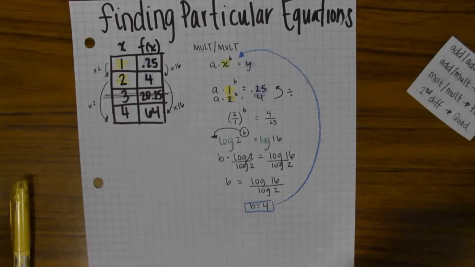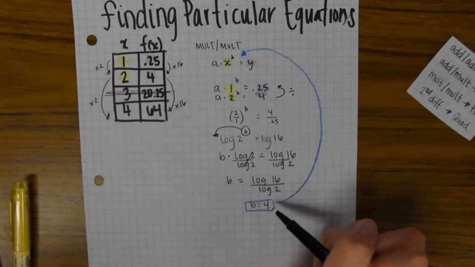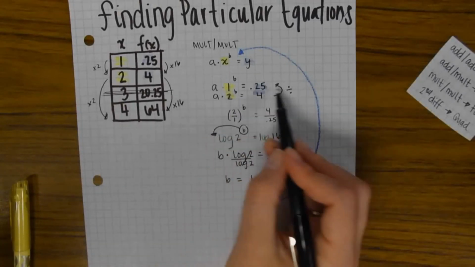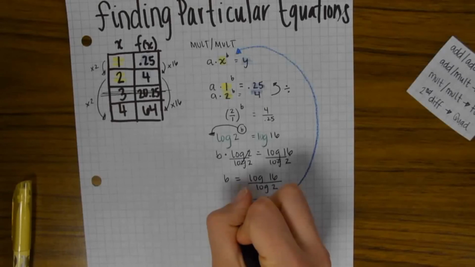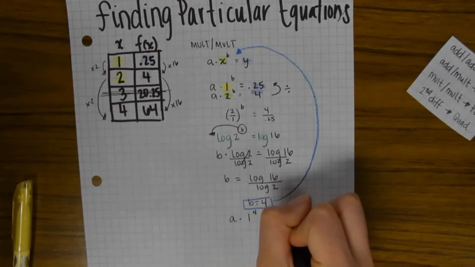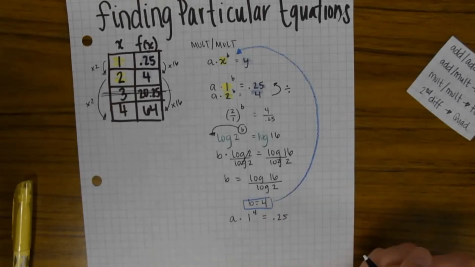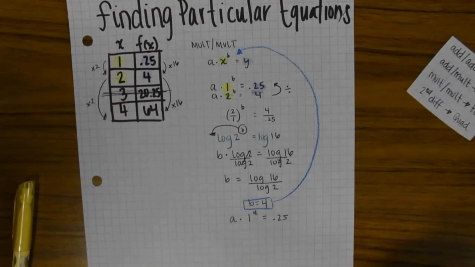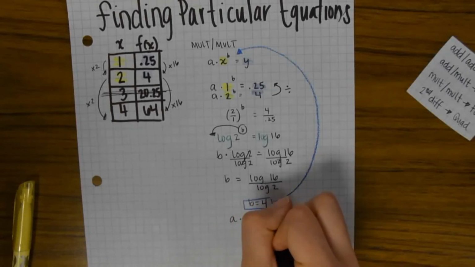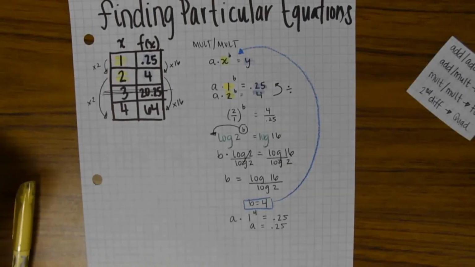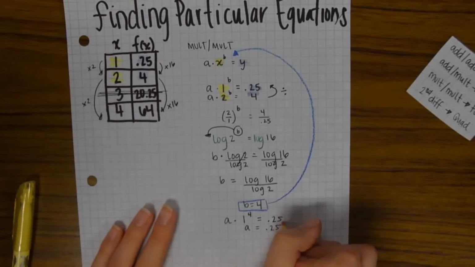How do I find a? We'll take our b value and plug it into one of the equations. Let's just plug it into the first equation. A times 1 to the power of 4 equals 0.25. Well, 1 to the power of 4 is just 1. A times 1 is just a. A equals 0.25. That's our a value.